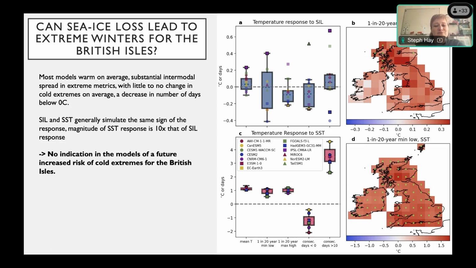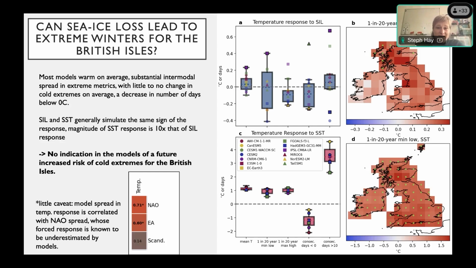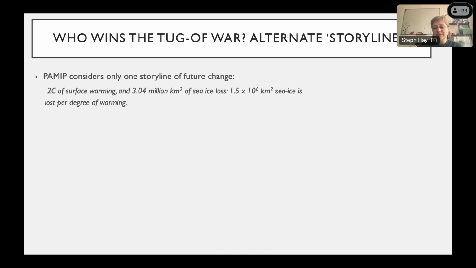Under general greenhouse warming. One tiny caveat to what I've just said is actually that the temperature response is correlated to the NAO across the models. And we know that the NAO forced response is underestimated by the models. So this effect might be slightly underestimated as well. It requires more research. So who wins the tug of war then?